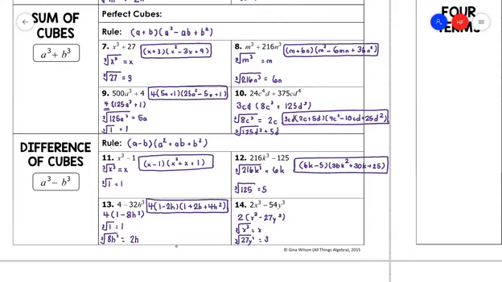Cube root of 27 is 3, and the cube root of y cubed is y. So we have x minus 3y, x squared plus 3xy plus 9y squared, and we took out a 2 in the beginning. So I'm still just following that rule, squaring the first and last terms, and then squishing them together to make that middle term.